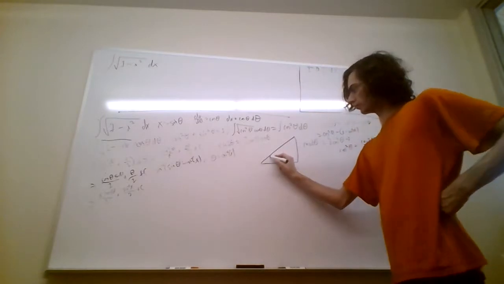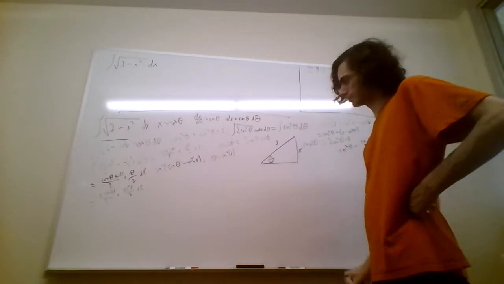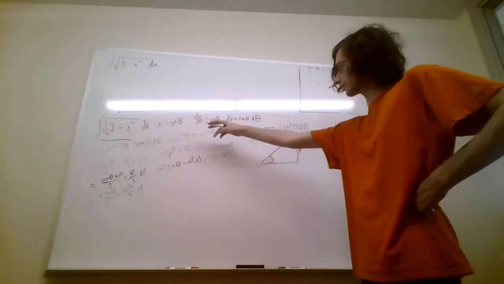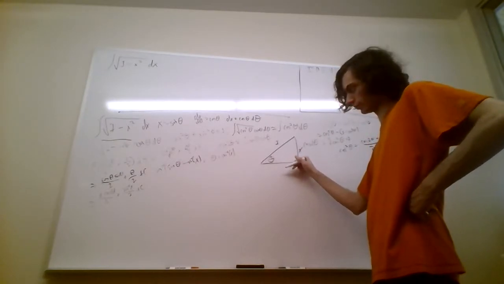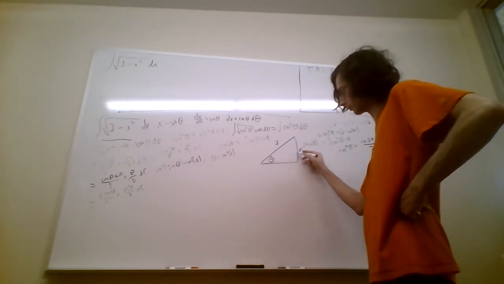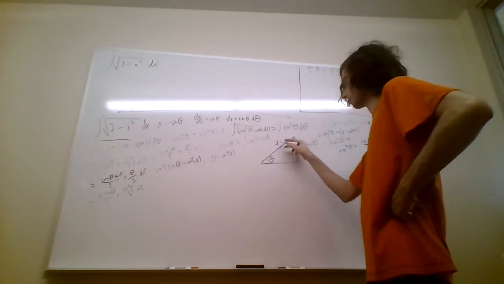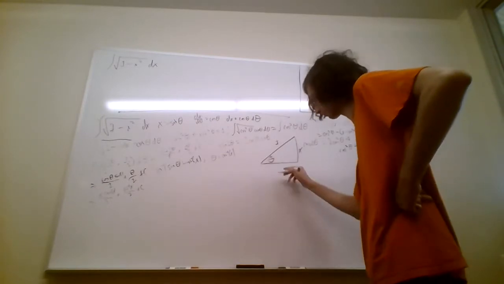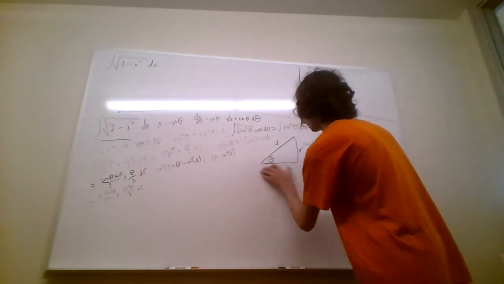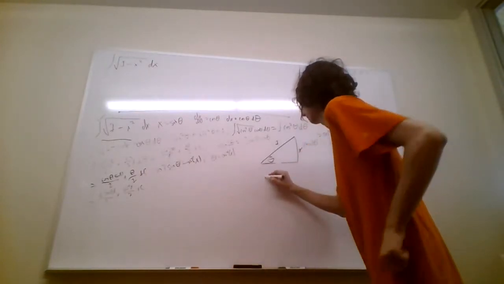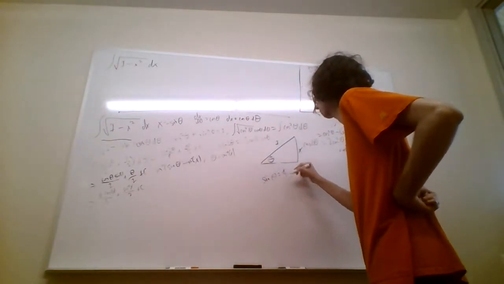So right here we have theta, x, and 1. So we know that sine theta is x, which makes sense because sine in a right triangle is the opposite side of the angle divided by the hypotenuse, so x over 1. So we can write sine theta is equal to x over 1.